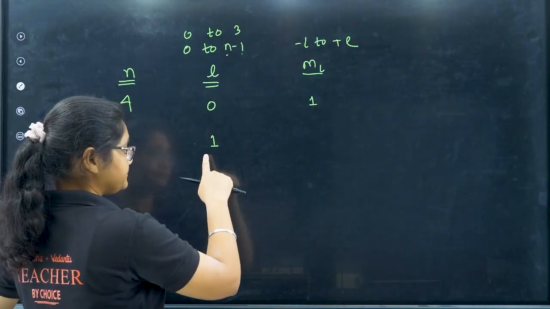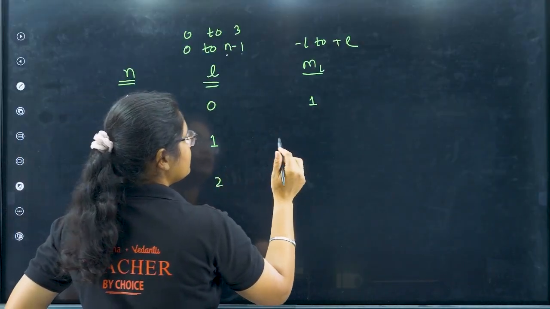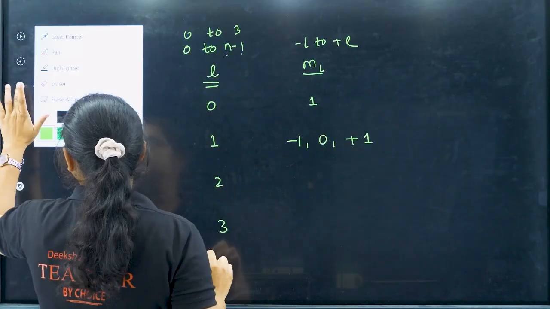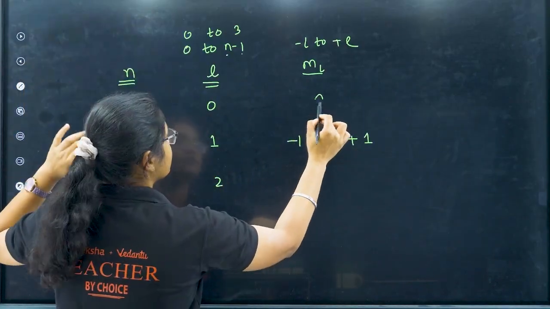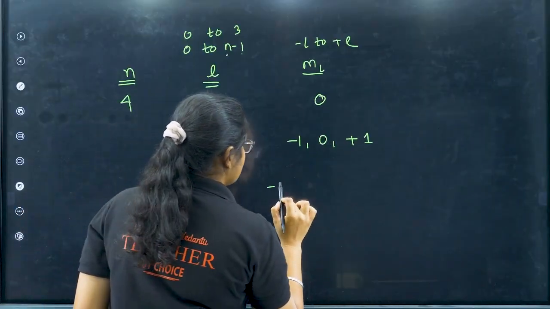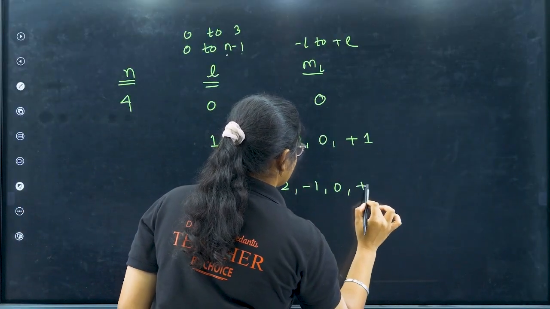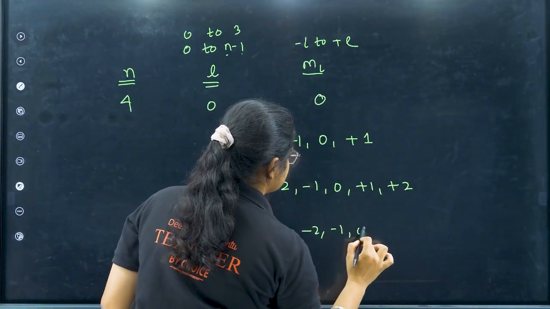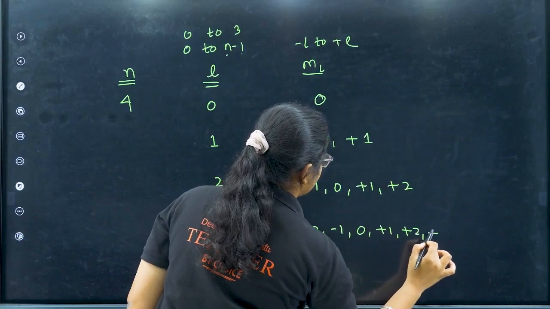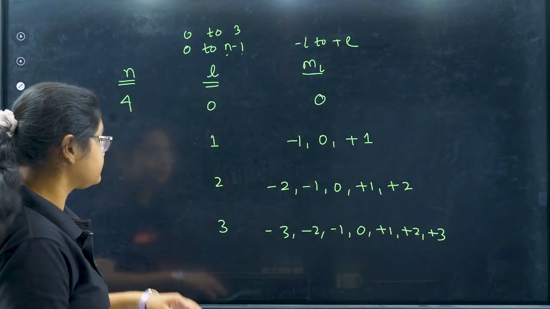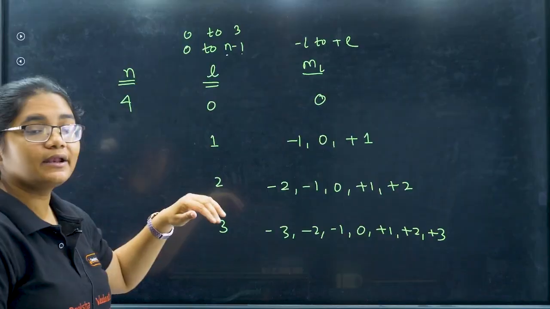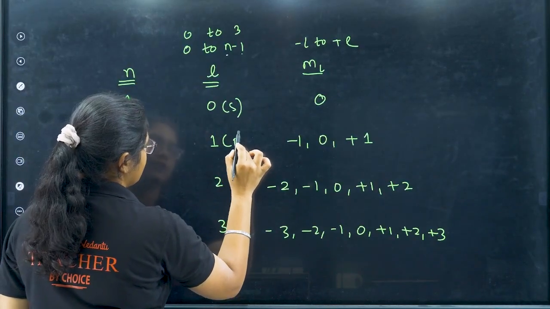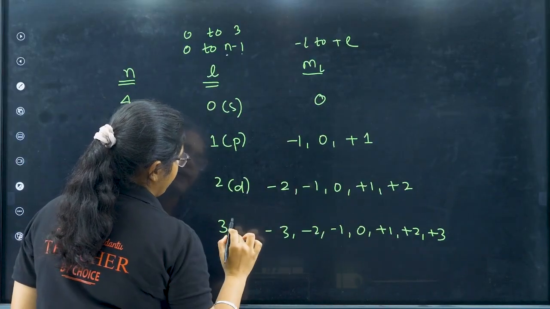Here I will have minus 1 to plus 1. So minus 1, 0, plus 1. Okay. So this one will be 0 only. Next I will have here minus 2, minus 1, 0, plus 1 and plus 2. Here I will have minus 3, minus 2, minus 1, 0, plus 1, plus 2, plus 3. Right. Now with these numbers, some letters are also assigned. So for 0 we write S, for 1 we write P, then D and then F.